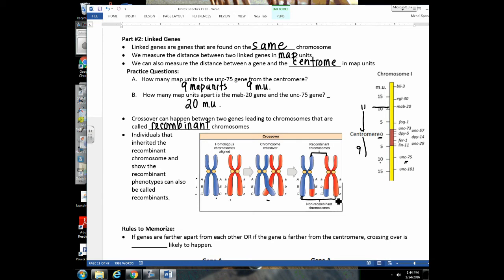Now, the individuals that inherit these chromosomes, sometimes we also call them the recombinants or the non-recombinants. So if an organism inherits this chromosome right here, and it shows these phenotypes, A, B, and C, then we say that organism is a non-recombinant. Those that inherit these and show some different traits there, those are the recombinants.